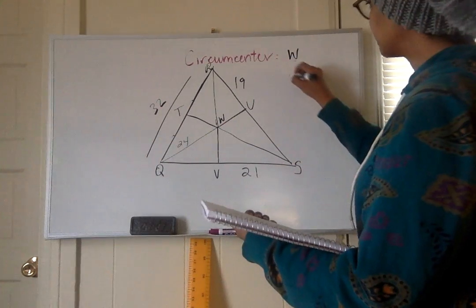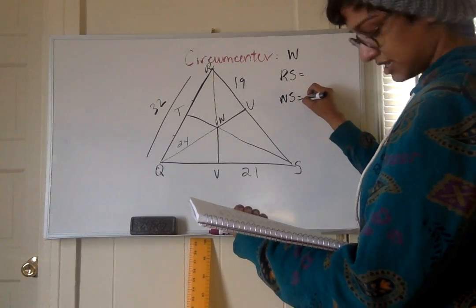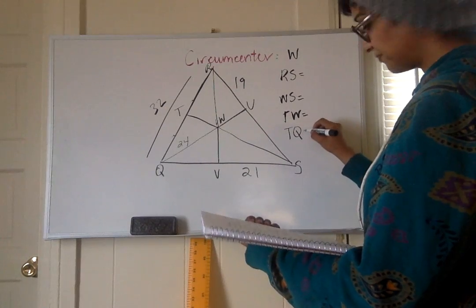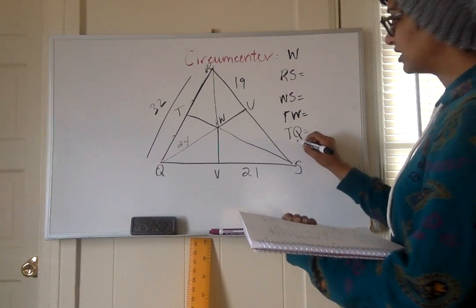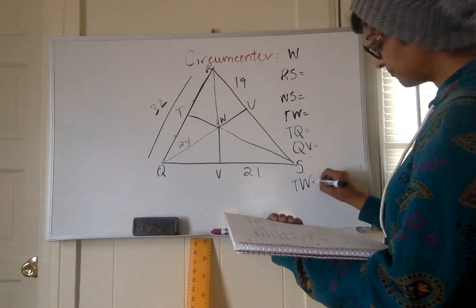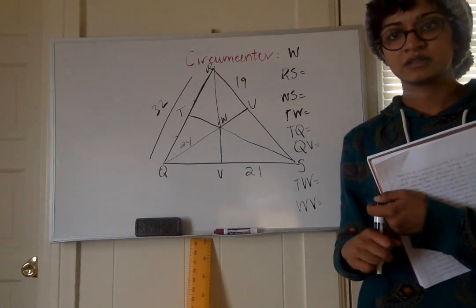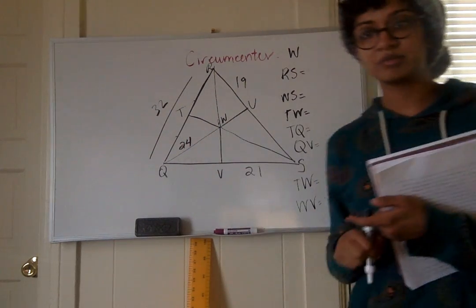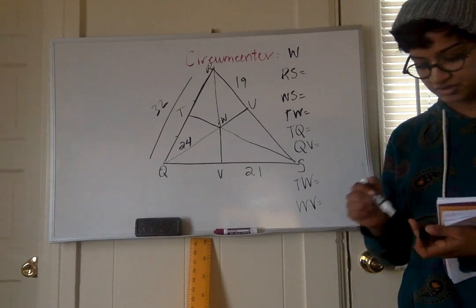Okay, so let me tell you what to find. We're finding RS, we're finding WS, TW, TQ, QV, TW, and WV. Okay, so if you want to pause right now and do the problem, okay? I'm going to do the problem.